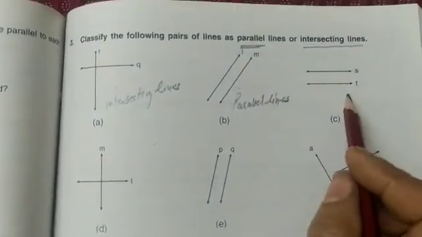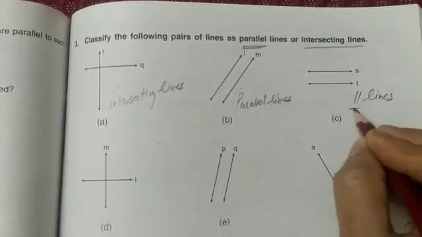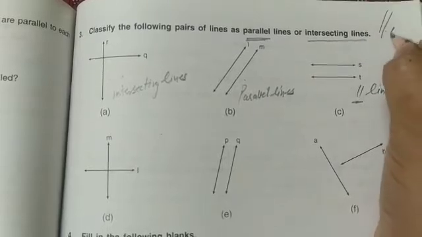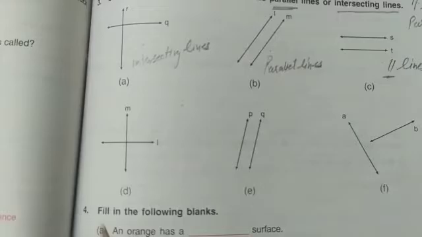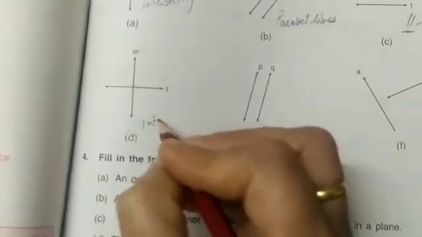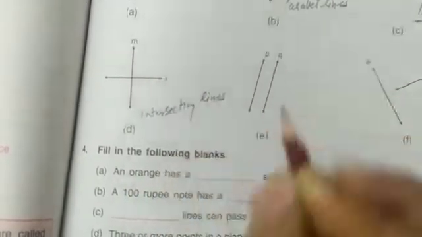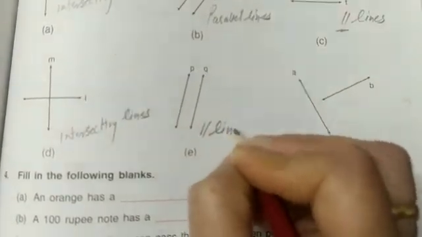Similarly with C, C भी आपकी parallel lines. This is also a symbol for the representation of parallel. This side for parallel. Okay. In D part, this one is your intersecting line. Okay. What about this? E. This is again your parallel lines.